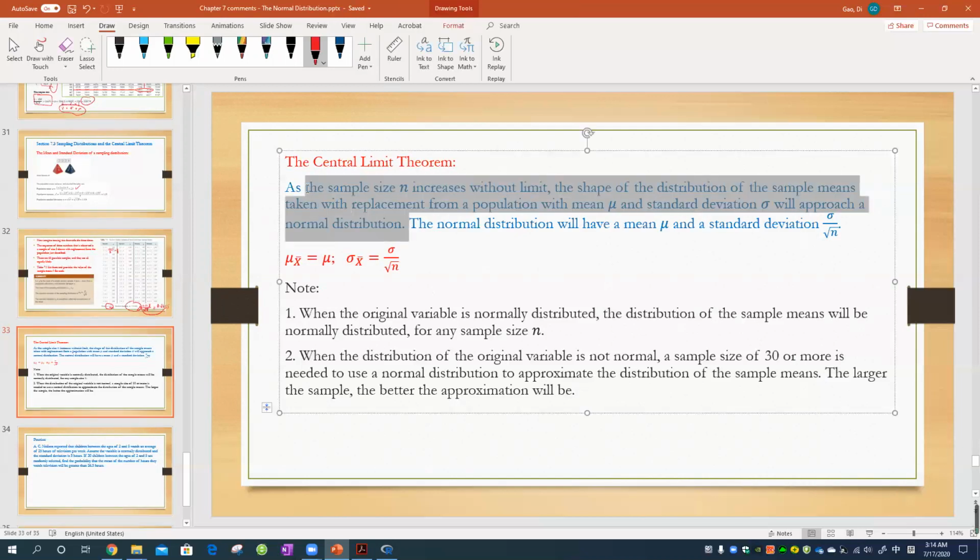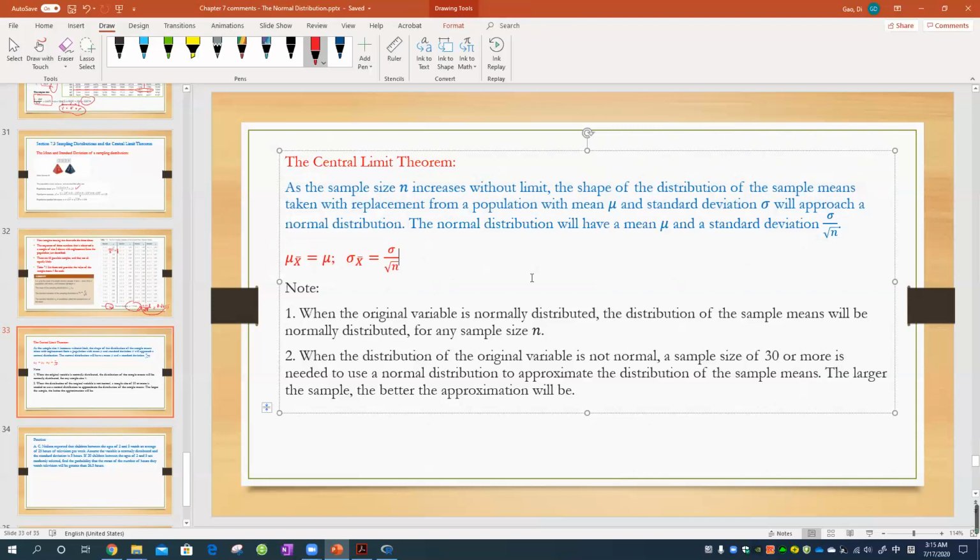So as long as your n is large, then no matter what the original distribution is, you will have a normal distribution for the sampling distribution. The normal distribution will have a mean mu and a standard deviation of sigma over square root of n. So we know this.